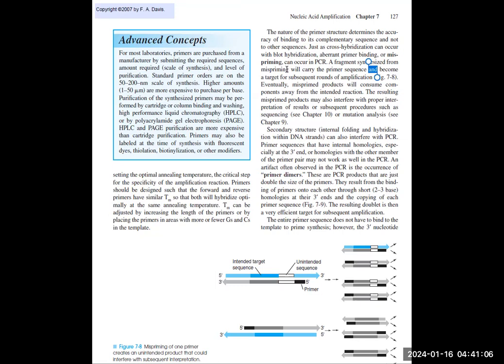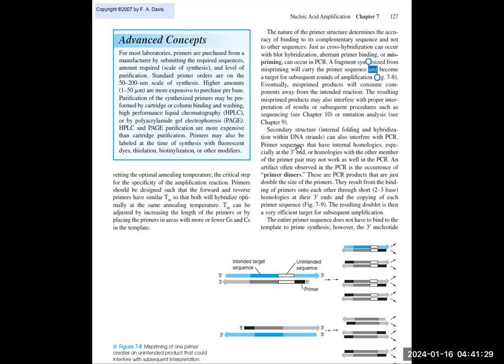And then what's the disadvantage? The amplicons which are misprimed will consume our components away from our intended reaction. So what's the result? Of course, there's interference with our result interpretation, a false positive.